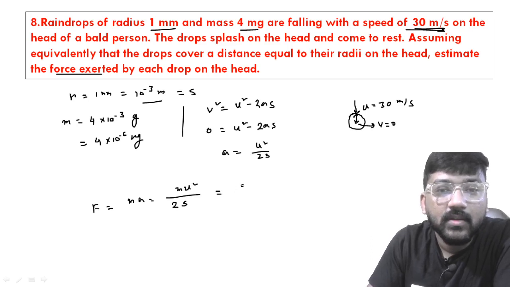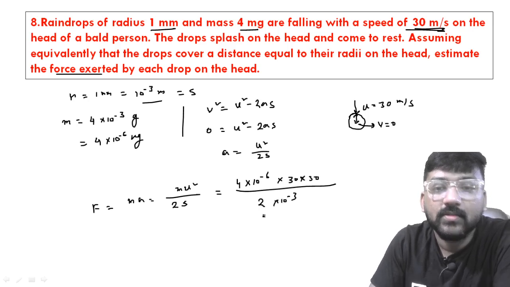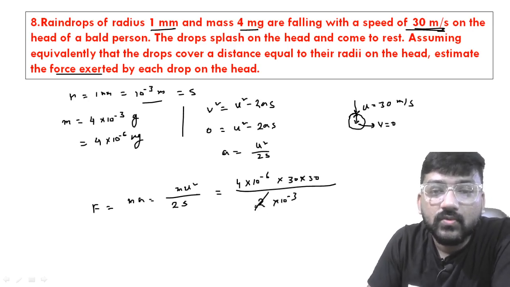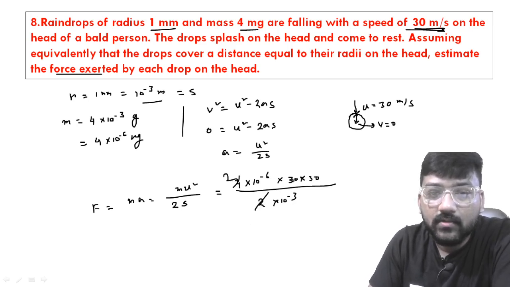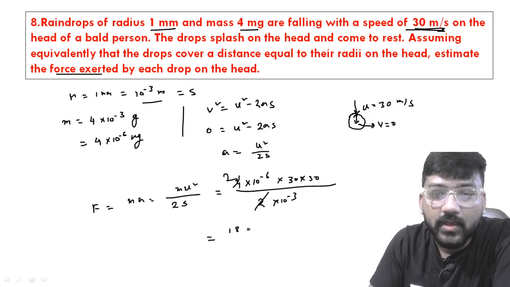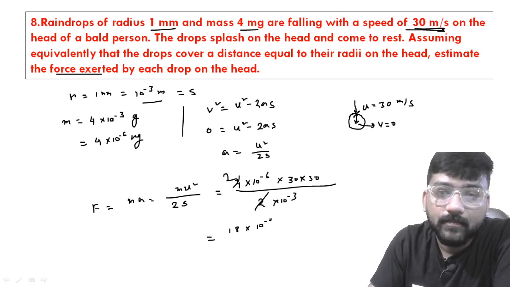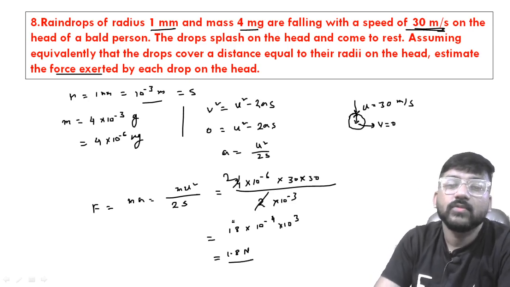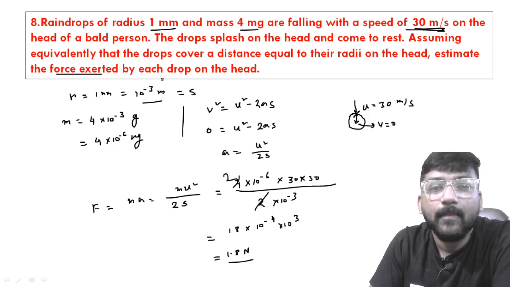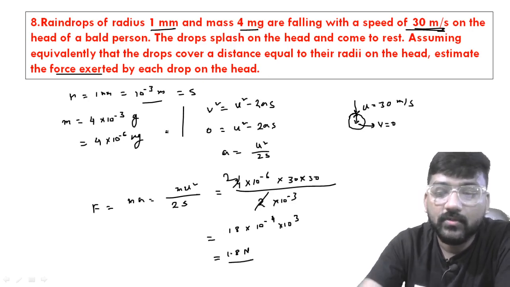So what is m here? m is 4 into 10 to the power minus 6. What is u? u is 30. So 30 square divided by 2 into s, and s is just 10 to the power minus 3. You can solve easily. The 2 will cancel, and 10 to the minus 3. So it will be 3 into 3 is 9, 9 into 2 is 18. So it will be 18 into 10 to the power minus 4 into 10 to the power 3. That means 1.8 Newton. So 1.8 Newton force will be exerted by each drop on the head. This is how you can solve this problem.